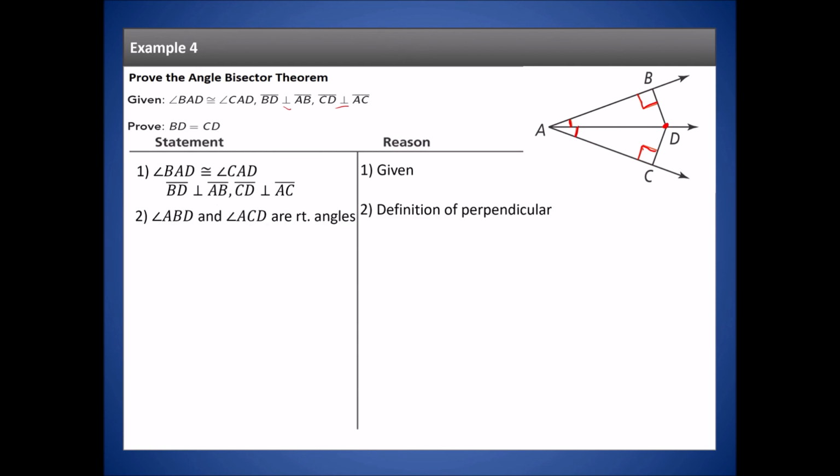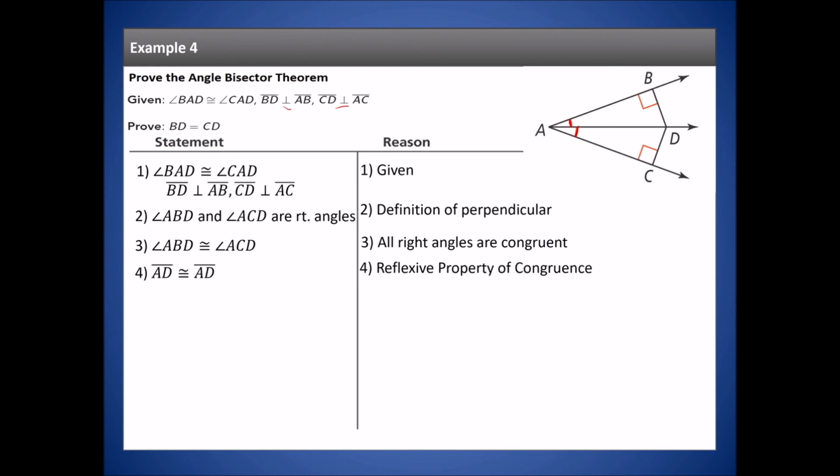The second step, we want to say, because they're perpendicular, that means that angle ABD and this angle are right angles, right? By definition, because perpendicular means you're forming right angles here. And since they're right angles, they must be congruent because they're equal to 90 degrees. All right angles are congruent. And so we know those two angles are congruent.